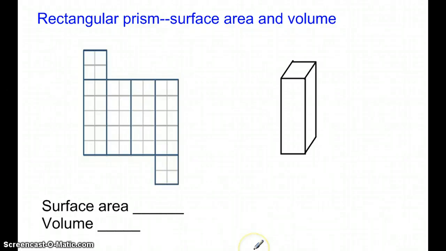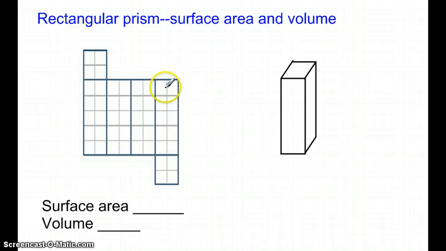This video focuses on rectangular prisms in terms of surface area and volume. What we're looking at here on the left-hand side is something called a net. A net is a two-dimensional representation of a three-dimensional object. So if this three-dimensional object, which is a rectangular prism, were unfolded, it would look like this.